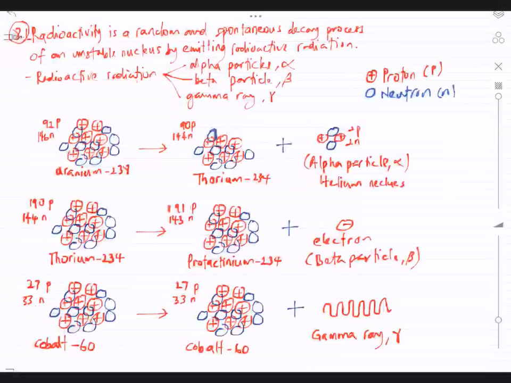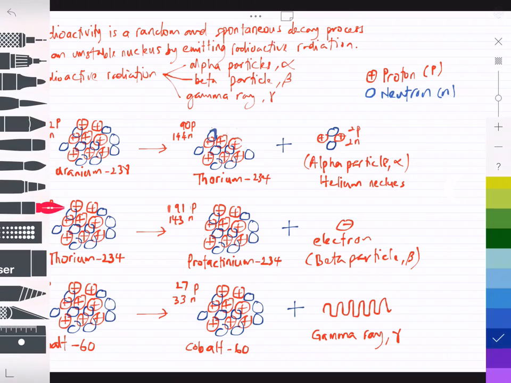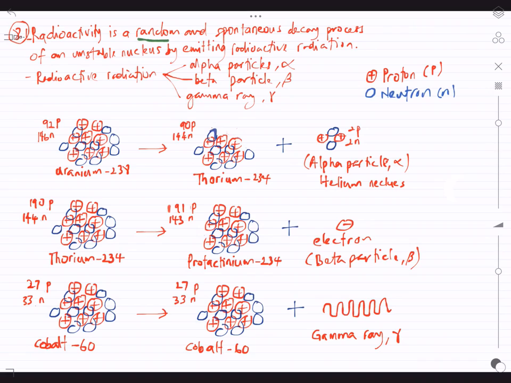Let us look at the definition of radioactivity. Radioactivity is a random and spontaneous decay process of an unstable nucleus by emitting radioactive radiation.